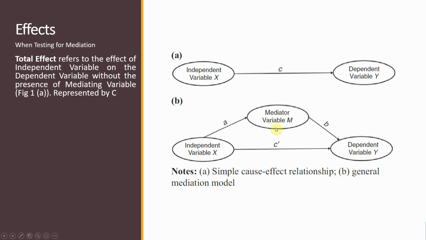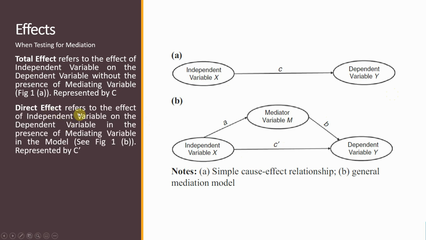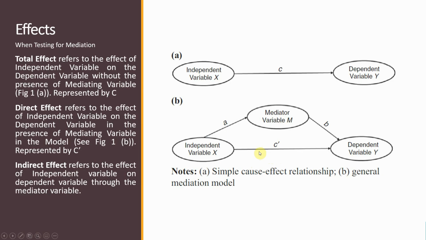However, when we include the mediator within the equation, the path from independent variable to mediator is referred to as A, the path from mediator to dependent is referred to as B, and the path from independent to dependent, which was previously C, is now changed to C complement. So your direct effect refers to the effect of independent variable on the dependent variable in the presence of the mediating variable, and now it is C complement. And your indirect effect is the effect of IV on DV through your mediator variable M. So these are three effects that one should know when one is conducting mediation.